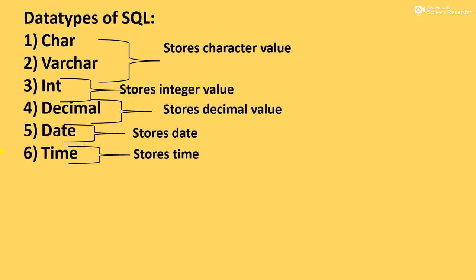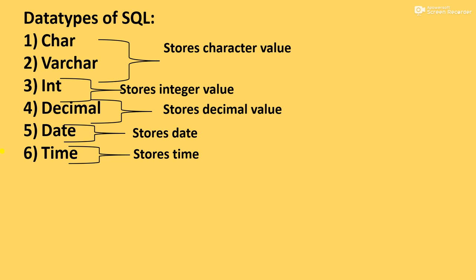Now let's see, students. If you are defining your data, some data types are also there. Your data may be character. Your data may be varchar. So that difference we will see. What is the difference between char and varchar? Integer is also there. Decimal, date, and time. These are all the data types.